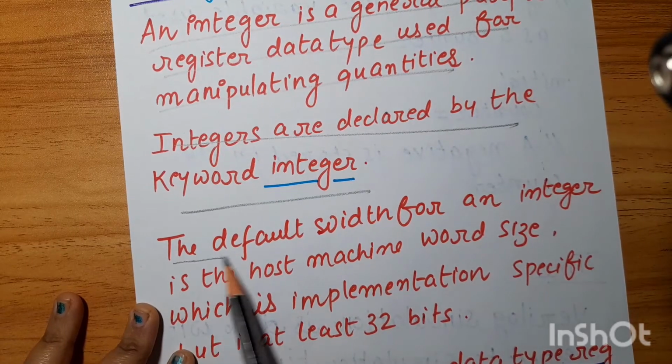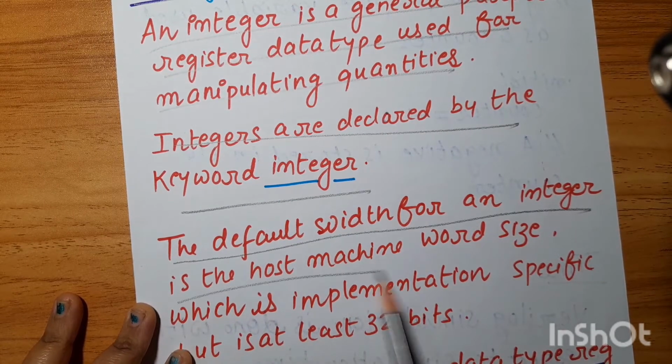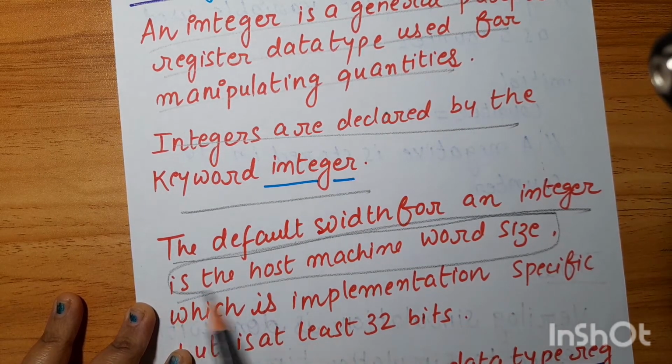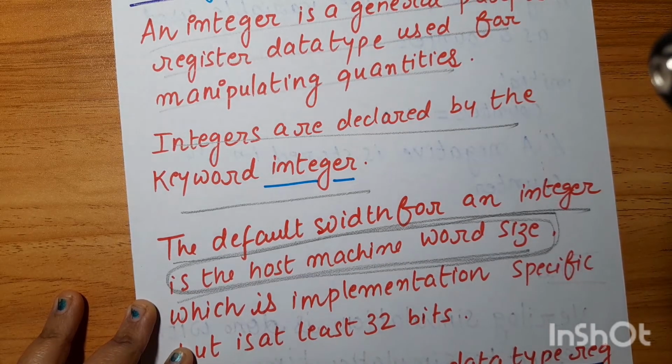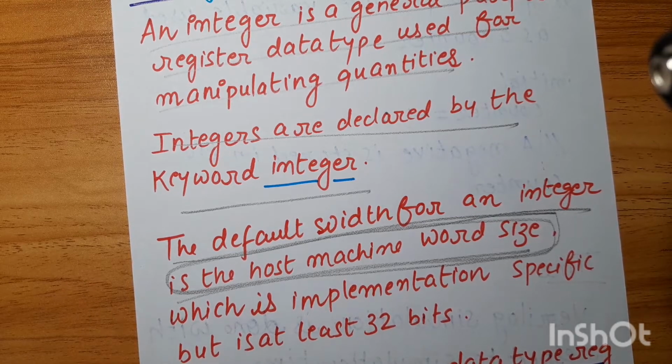The default width of an integer is the host machine word size. Word size of host machine is how much? It can be 32-bit, it can be 64-bit. So they deal with the big number, manipulating. Manipulating means addition, subtraction, multiplication, division of big quantity numbers. And the default width for an integer is the host machine word size.